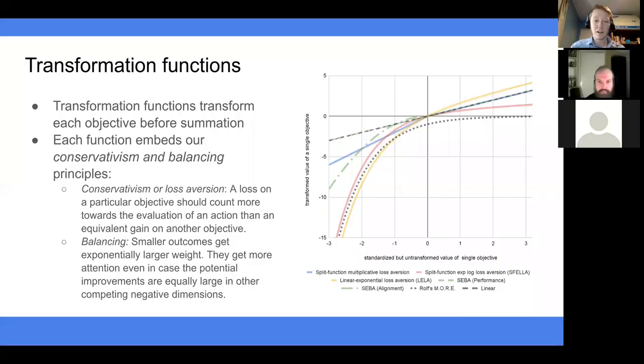So what do these functions look like? Well, the transformation functions transform each objective before summation, as we described earlier. And each function embeds our conservatism and balancing principle. So that conservatism principle: a loss on a particular objective counts a lot more. The more negative we already are, the more into negative territory we are, the more additional loss will count against us. So this is in order to weight more strongly when we're in strong negative value. And secondly, we want to balance out those objectives so that on the whole, no one objective can dominate the decision making, and smaller outcomes will get exponentially larger weight.